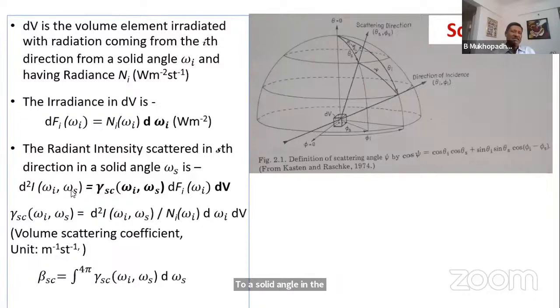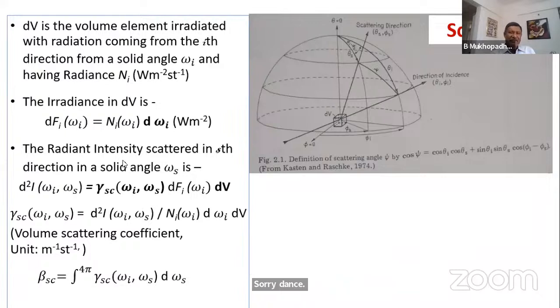Why the I direction and S direction and solid angles are important is because you are really not interested in finding out how much radiation is going in which direction, but you're interested in integrating it for all scattering directions. That is your ultimate intention. That means we will integrate it for all omega S. Please remember that. And if the radiation is coming from all kinds of directions, we'll have to integrate it for all I directions or omega I also. That's why the second differential is used. For radiant intensity, I've used I here. The second differential is used because it is a function of both incoming as well as outgoing solid angles.